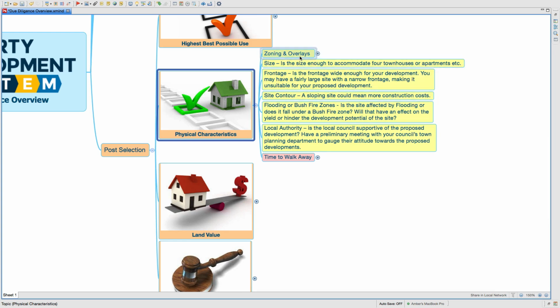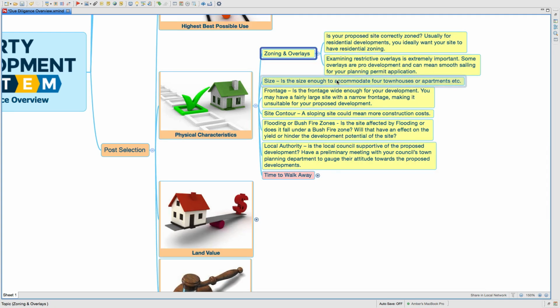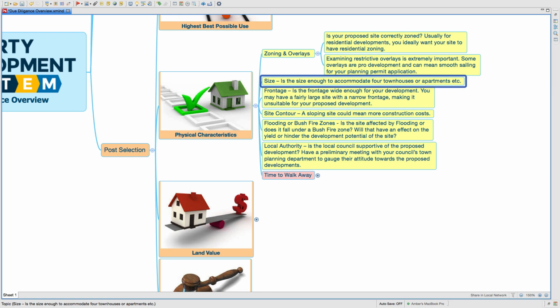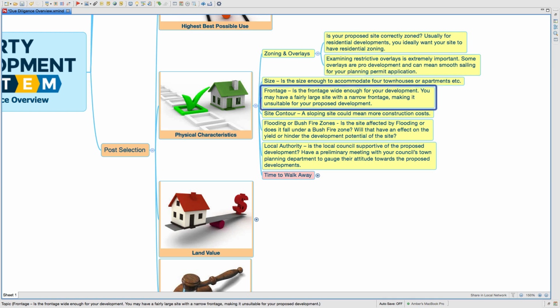Physical characteristics are all about zonings and overlays. Is your proposed site correctly zoned? Usually for residential developments, you ideally want your site to have residential zoning. Examining restrictive overlays is extremely important. Some overlays are pro-development and can mean smooth sailing for your planning permit application. Size: is the size enough to accommodate 4 townhouses or apartments, or how many? Frontage: is the frontage wide enough for your development? You may have a fairly large site with a narrow frontage, making it unsuitable for your proposed development.